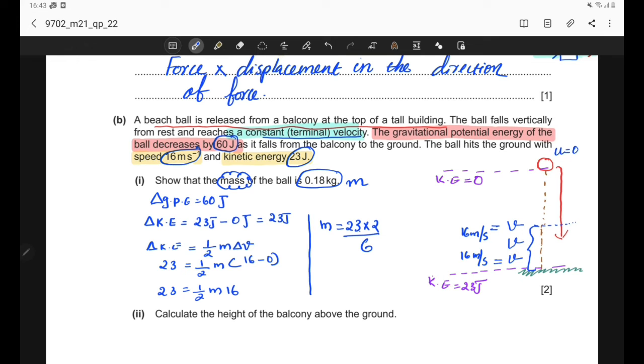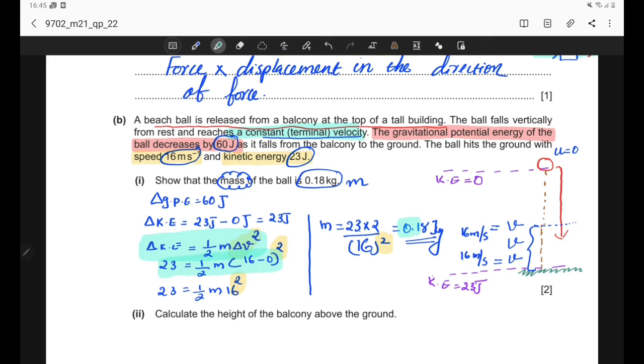In this equation, the kinetic energy is half m v squared, so we need to square this 16, it should be 16 squared. So the kinetic energy equation is half m v squared, please note it down. So you have to square 16. So we will get 0.18, and the unit of mass is kilogram. So that is the correct answer. This is a 2-mark question. So the first mark is for writing the equation of kinetic energy, and the second mark is for the substitution and showing the answer.